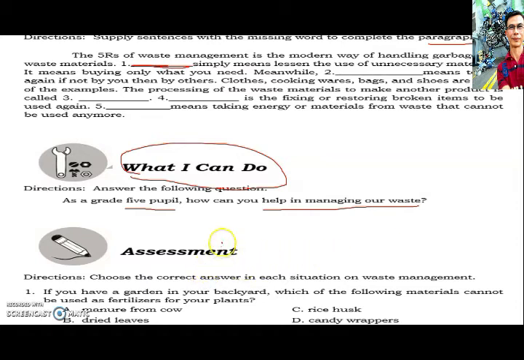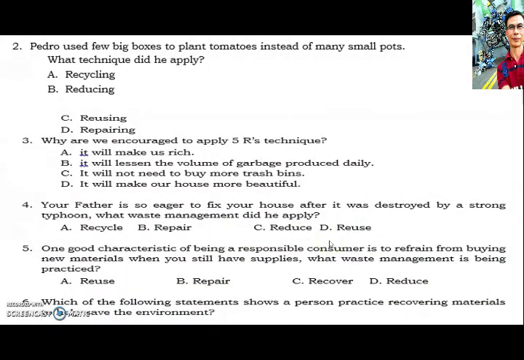And then the assessment. Okay. So this will measure what you learn from the previous activities. So choose the correct answer in situation waste management. So pipili mo lang daw yung mga letter lang ha. Okay, for example, number 1, if you have a garden in your backyard, which of the following materials cannot be used as fertilizers for your plants? Cannot. Hindi pwedeng gamitin daw. Okay, marami yan. So 1 to 10 yan.